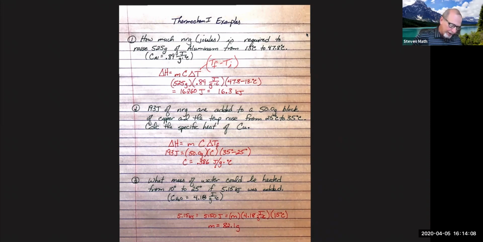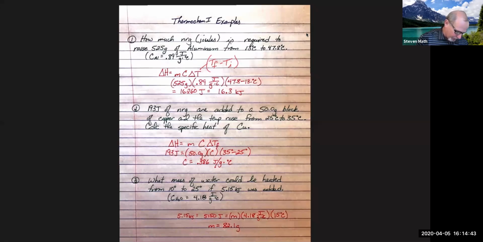We want to know how much energy in joules is required to raise 525 grams of aluminum from 13 degrees up to 47.8, knowing that the specific heat of aluminum is 0.89 joules per gram degree Celsius. We were given this, it's in the problem. So we have four variables, and we are always going to be given three of them. Let's take a look at what we have.